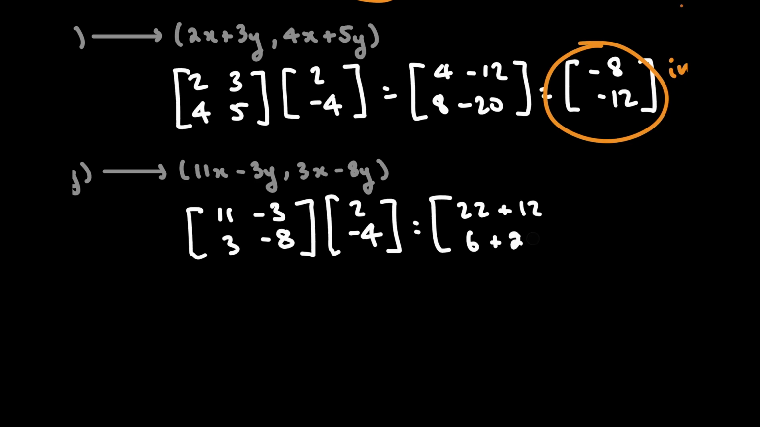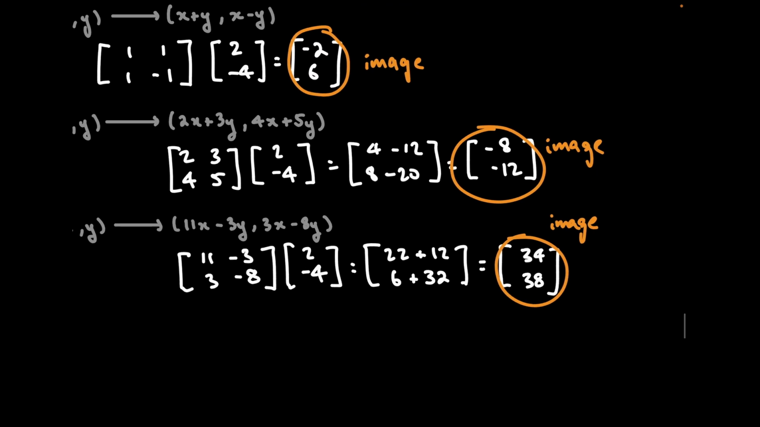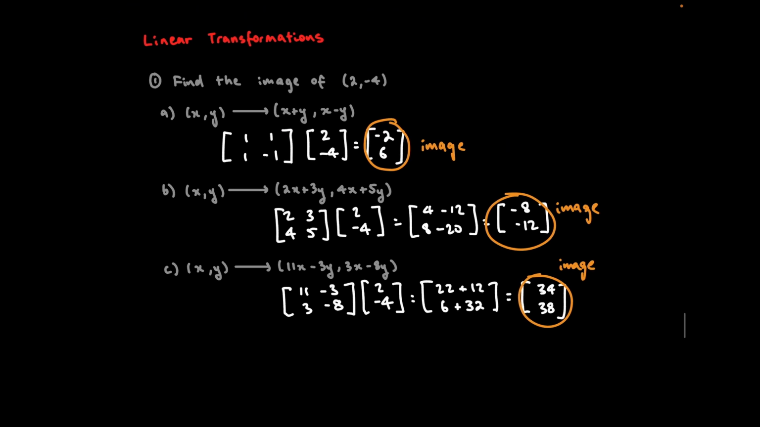Sorry, 6 plus 32. So these coordinates here will simply equal 34 and 38. So this is the coordinate of your image. That is the new point after the transformation. So this is the introduction of transformation matrices.